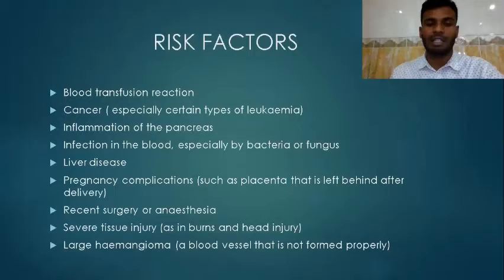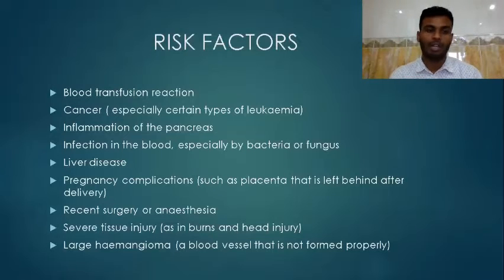So what are the risk factors involved in DIC? As we have seen in the etiology just now, all of those are the risk factors involved. So let's see: blood transfusion reaction, cancer, especially certain types of leukemia, inflammation of the pancreas, infection in the blood, especially by bacteria or fungus, liver disease, pregnancy complications, usually when the placenta is still left behind after delivery, recent surgeries or anesthesia, severe tissue injury such as burns or head injury, and large hemangioma. This is a blood vessel that is not formed fully.